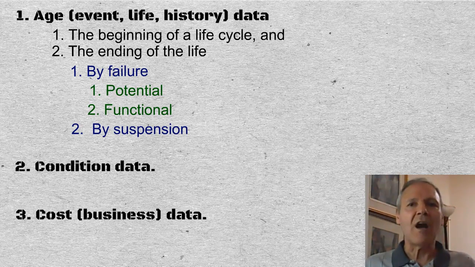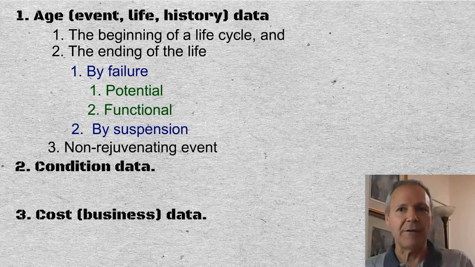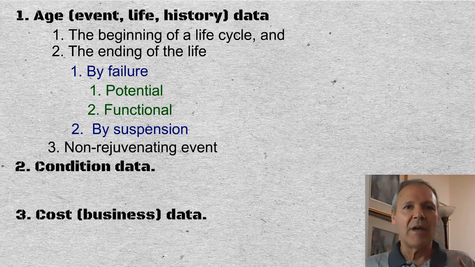There's also a third kind of age data event. It is known as a non-rejuvenating event. I'll explain what that is in a few moments. The second major type of data is condition data.